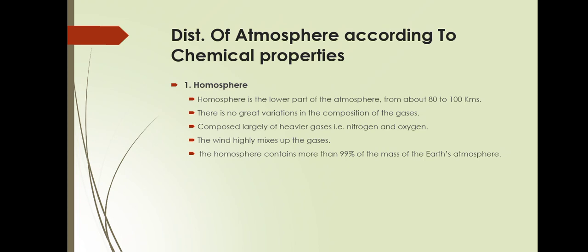So in these chemical properties, in the case of the homosphere, we talk about the wind that highly mixes up the heavier gases like nitrogen and oxygen. Then, the homosphere contains more than 99% of the mass of the Earth's atmosphere. More than that. So it concludes that mostly the atmosphere is comprised of the homosphere, not the heterosphere. The heterosphere is just a trace amount, we can say.